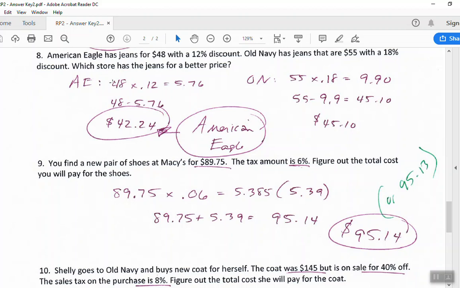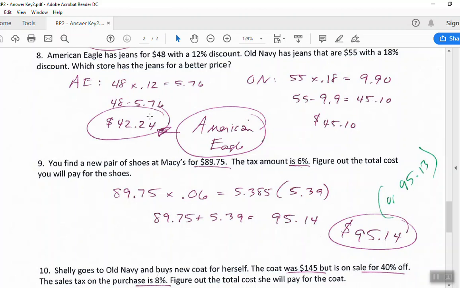So take the price, times it by the discount as a decimal. So for American Eagle, times it by 0.12, and you figure out how much you're saving. You still need to come back and subtract that because that's not the sale price, that's the discount. When we subtract it, we end up with 42.24. Over here for Old Navy, we do the same thing, but we have a different price. We have a different discount. So we multiply the price by the discount as a decimal. We're saving almost 10 bucks. When we subtract that from the price, we get 45 bucks and 10 cents.